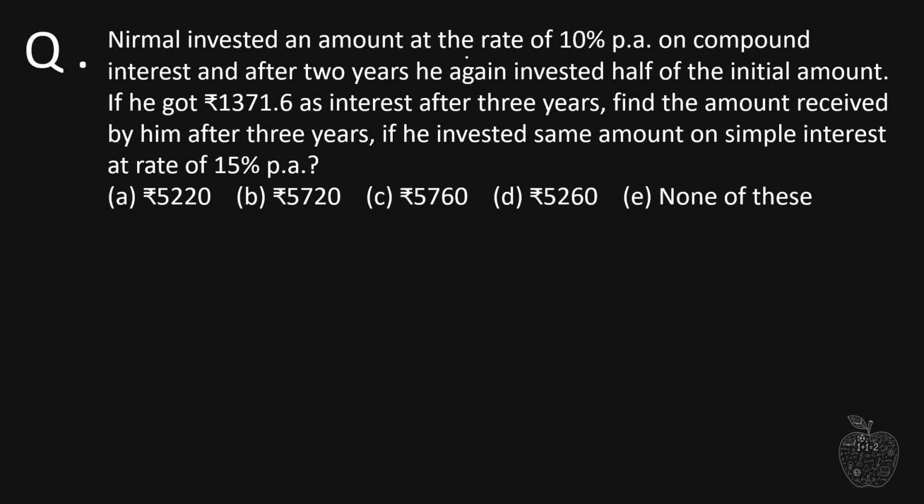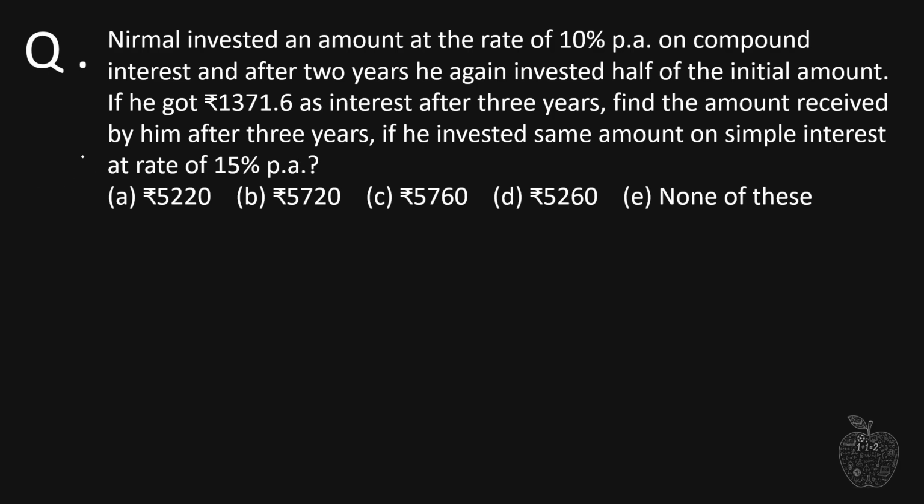Nirmal invested an amount at a rate of 10% per annum on compound interest, and after 2 years he again invested half of the initial amount. If he got 1371.6 as interest after 3 years, find the amount received by him after 3 years if he invested the same amount on simple interest at a rate of 15% per annum.